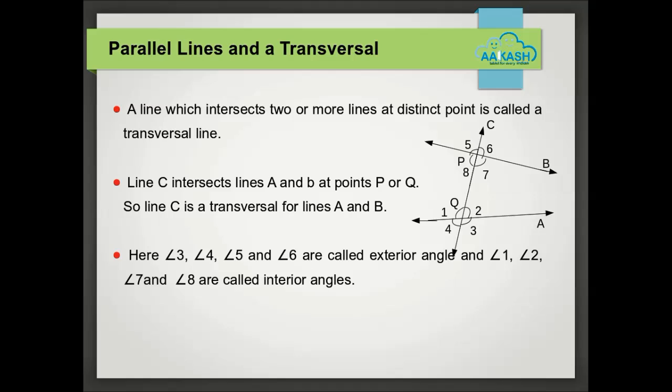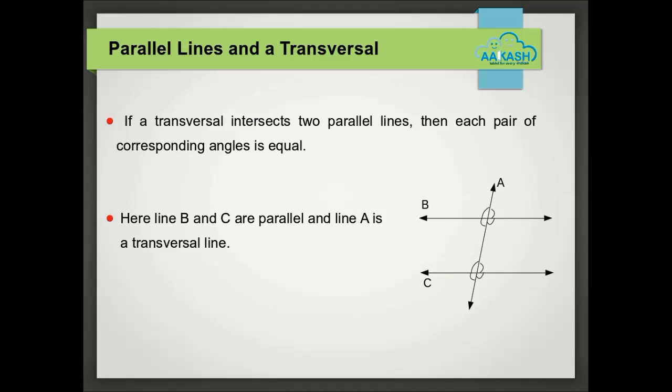Parallel lines and a transversal. A line which intersects two or more lines at distinct points is called a transversal line. Line C intersects lines A and B at points P and Q. So, line C is a transversal for lines A and B. Here, angle 3, angle 4, angle 5 and angle 6 are called exterior angles, and angle 1, angle 2, angle 7 and angle 8 are called interior angles.